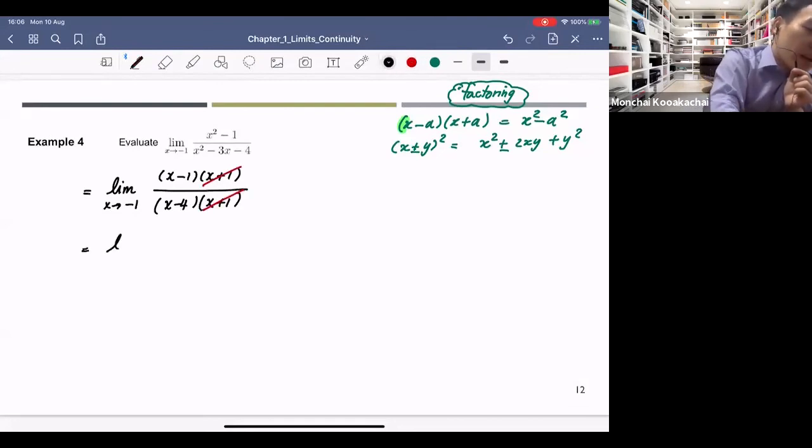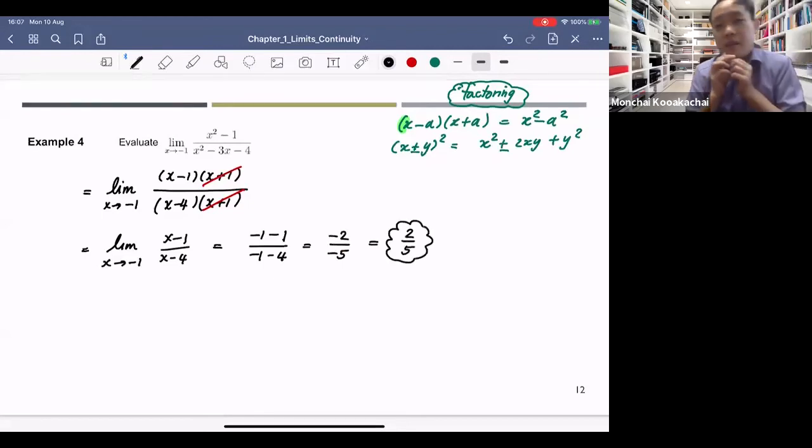Sounds good. And then what you have left is the limit as x goes to -1 of x minus 1 over x minus 4. And that is -1 minus 1 over -1 minus 4. This is -2 over -5, which is 2/5. This is your final answer. Done, right? Not hard at all, right?